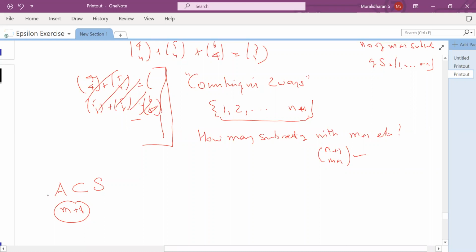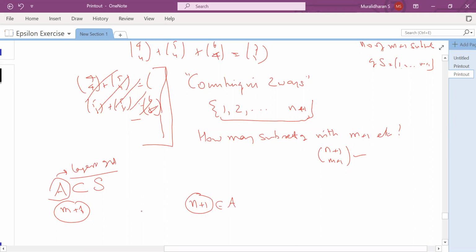So then this A will have one largest element, right? Suppose the largest element of A is n plus 1, because it could be any one of those. If n plus 1 is the largest element, it means n plus 1 is already in A.